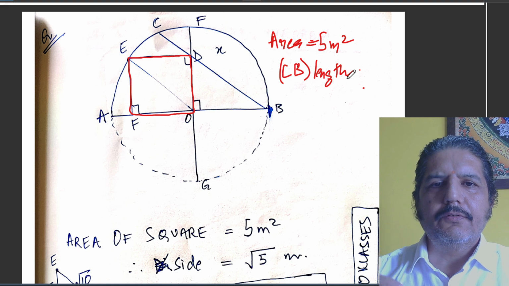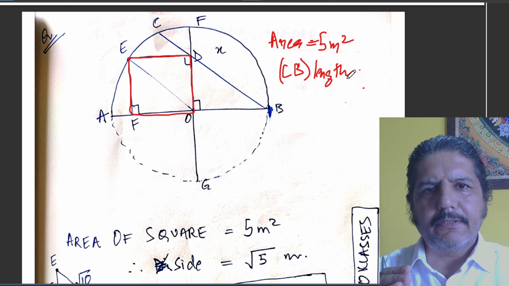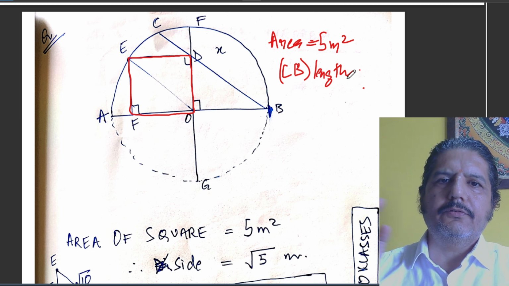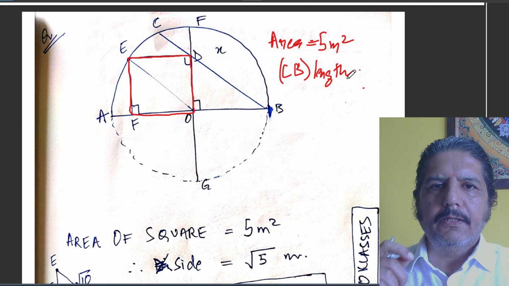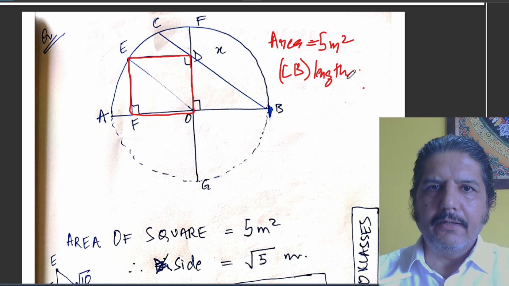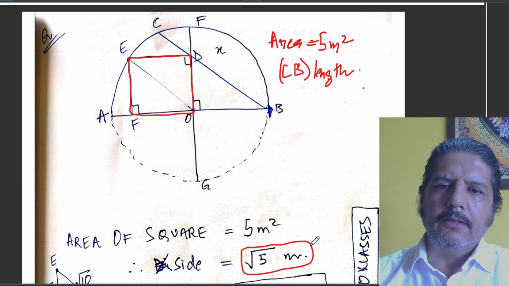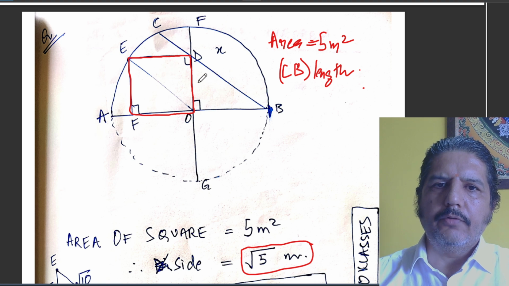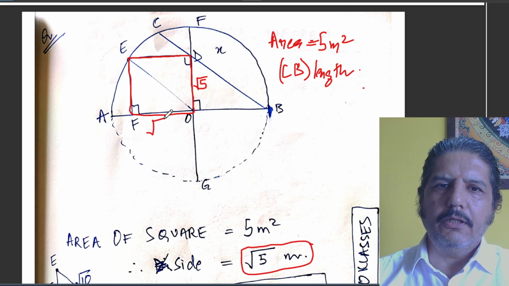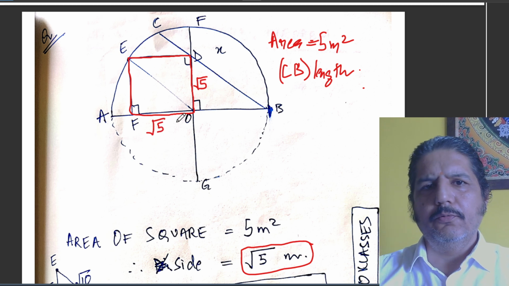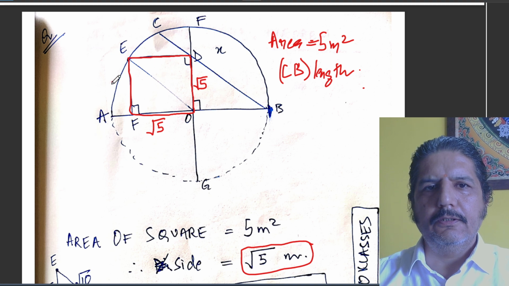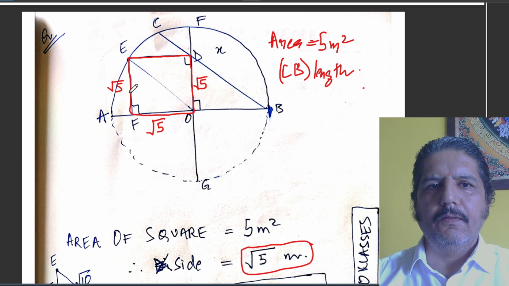Now there are a few things which I understand before even I start the question, because it's a square. The area is 5 meters square, so I understand that each side would be equal to root 5. So for the square, each side would be root 5. So this is the first thing I understand.